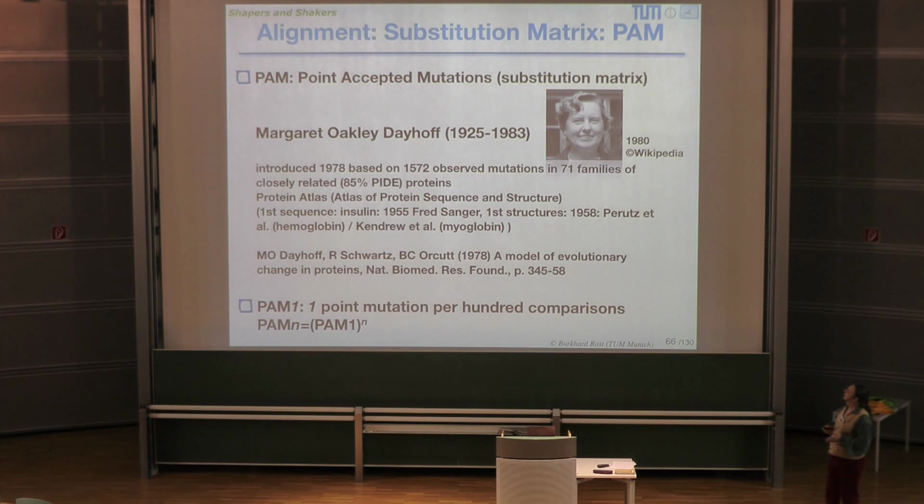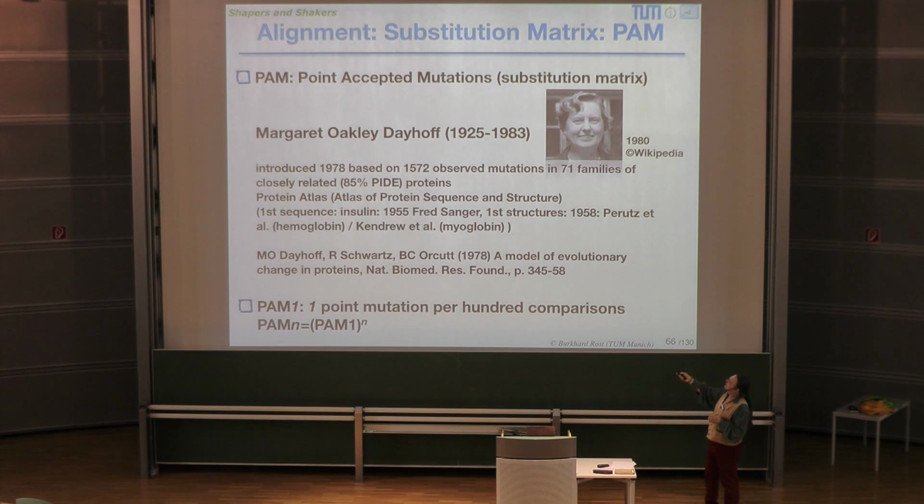Let's begin with Margaret Dayhoff. Margaret Dayhoff was one of the first people who had the idea of really understanding how evolution works by comparing sequences visually. She compiled a compendium, first introduced in 78, though there is a publication in the 70s that I'm missing out here: 1572 mutations in 71 families. So she simply visually aligned all these proteins and tried to read off the evolutionary events. Simply, what can we change in evolution? Which residues can change? Where?